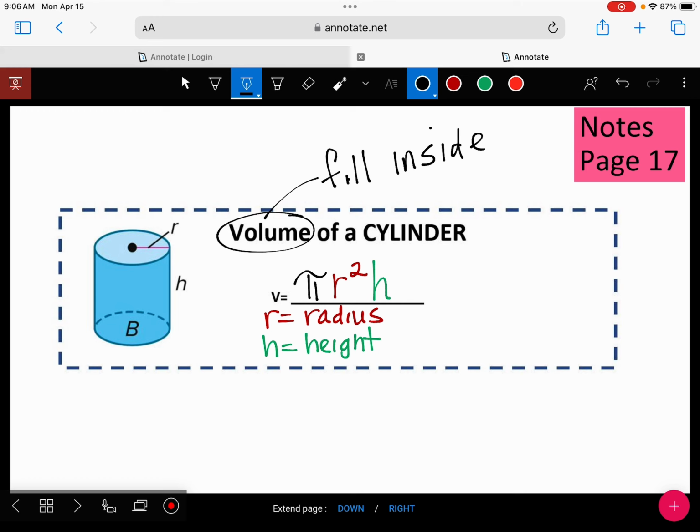So area would be how much does it take to cover the outside. Volume is how much does it take to fill the inside. So if I had a canister, if I had a can of soup, it would be how much soup can fit in the can. That's volume. So to find the volume, it would be pi times r squared times the height.